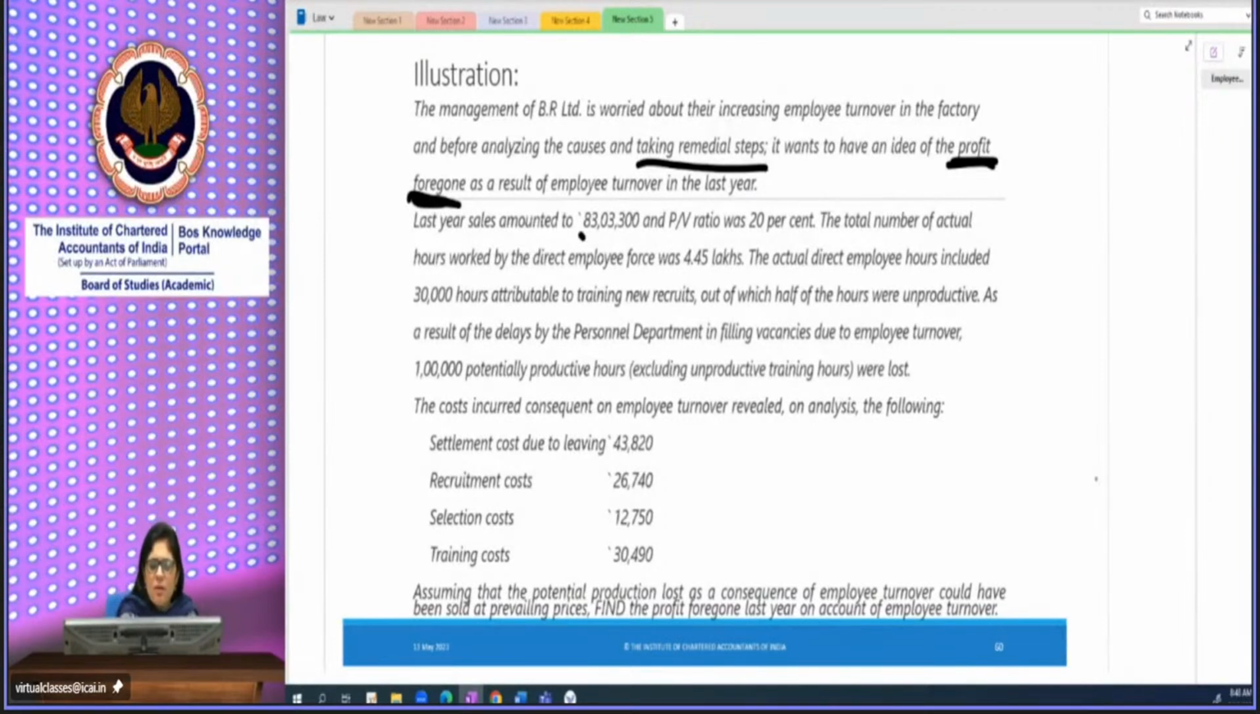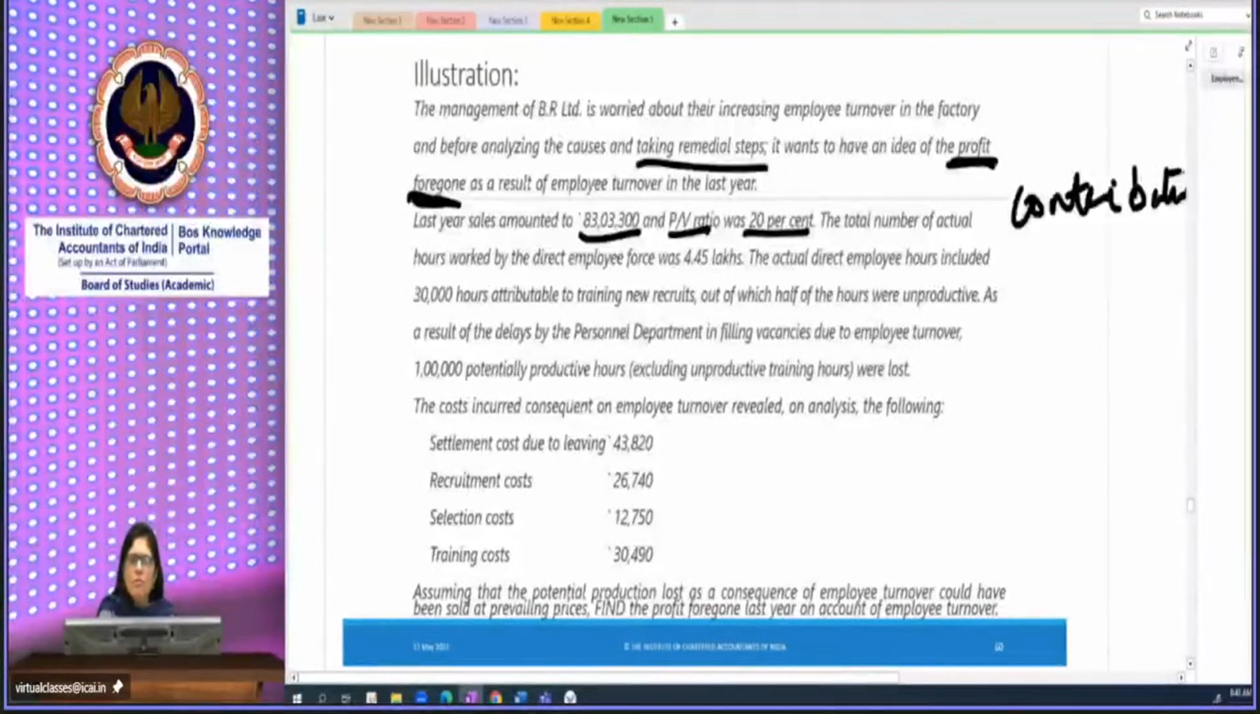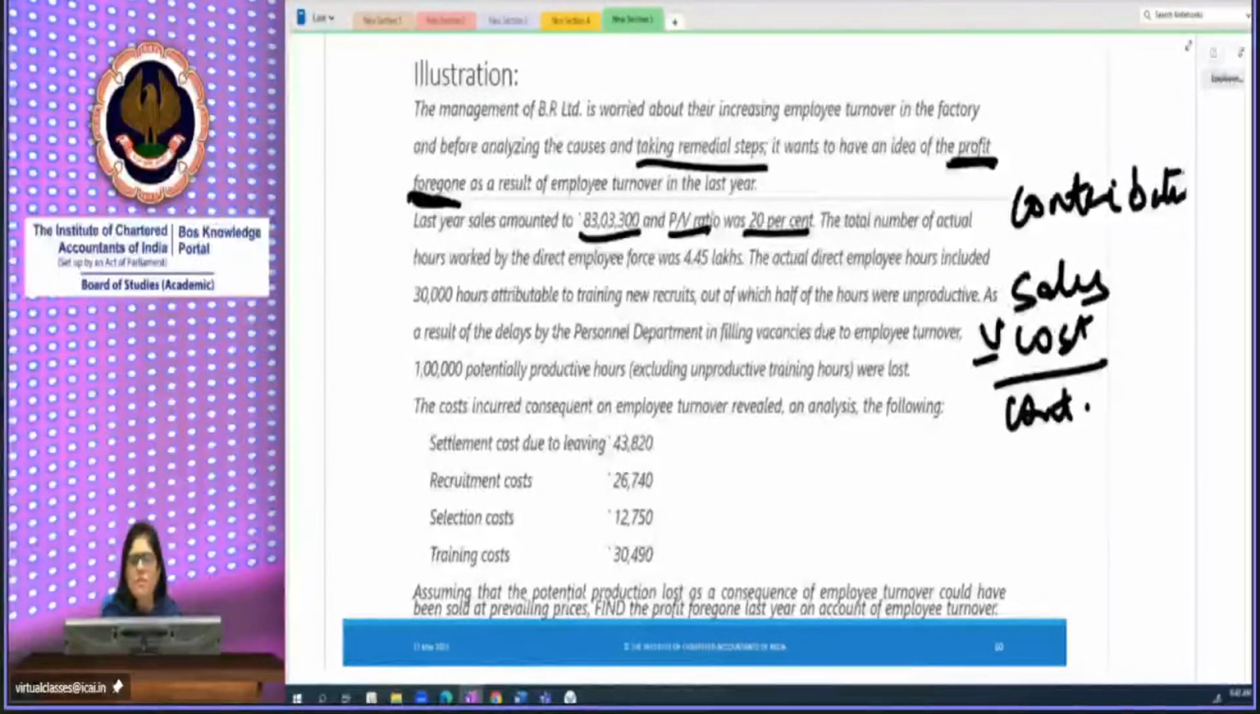Last year sales amounted to this. PV ratio 20%. PV ratio is called contribution. You will understand this concept in marginal costing. Contribution is basically what we get when we deduct the variable cost. So this is a marginal costing concept. You will understand in future units. We have a unit on marginal costing, but for the time being, you can consider contribution or take it as profit also. Clear? For the time being. Although contribution means the surplus of sales over variable cost.